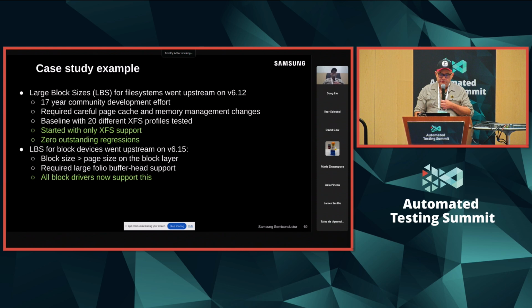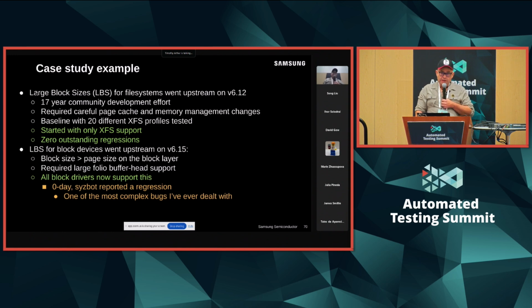Now, moving forward, LBS support for block devices went upstream in the 6.12 release of the Linux kernel. That's essentially to support block sizes greater than your page size on the block layer. It required changes for large folio support in buffer heads. This is ancient code. It was really a pain to do. All block drivers now support this.